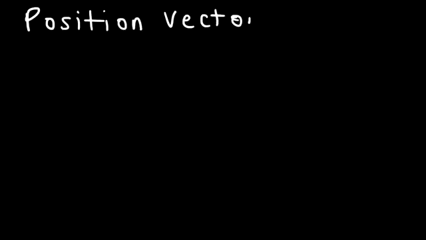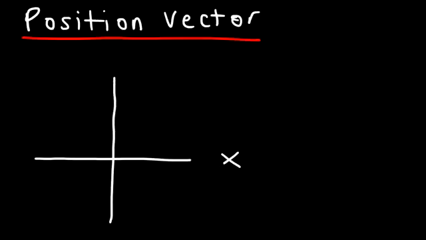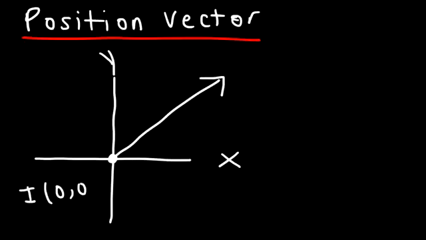Now let's talk about position vectors. What is a position vector? How would you describe it? A position vector is any vector that has its initial point placed at the origin. So the initial point has the coordinates 0, 0. Let's call this vector v. And let's say the terminal point of vector v is 3, 4. So vector v is a position vector.